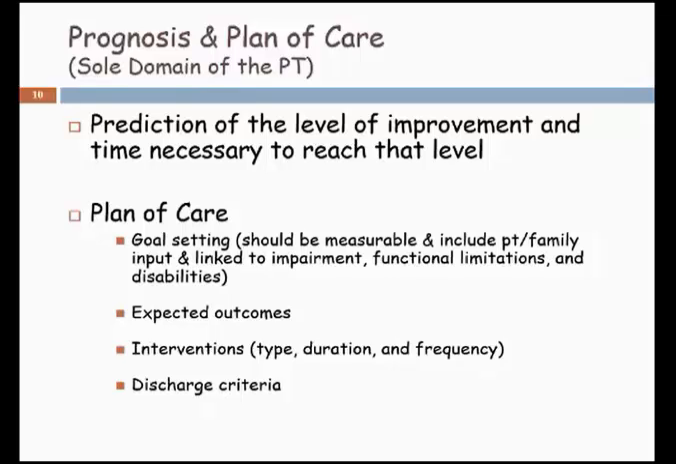In addition, the PT may state the discharge criteria, which is what level of function the person needs to obtain to be discontinued from treatment. An example of this would be in an acute care hospital. The patient will be discharged once they're able to ambulate with a walker, a minimum of 20 feet with a minimum assist within 1 to 2 weeks.